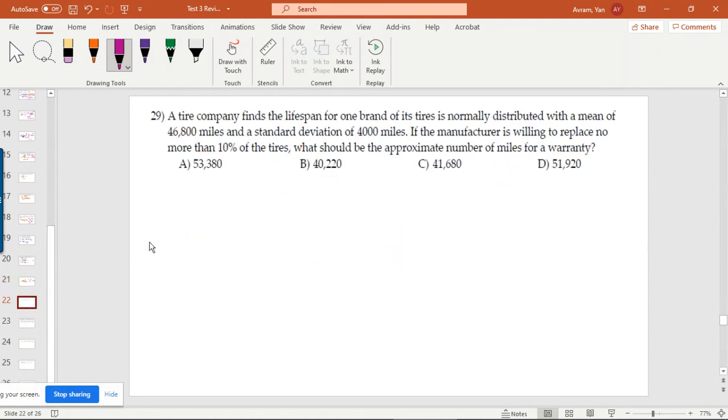All right, okay, so number 29 is very similar. The tire company finds the lifespan of the tires is a normal distribution with a mean and standard deviation. If the manufacturer is willing to replace no more than 10% of the tires. So what does that mean? What does no more than 10% mean? No more than 10% is less than 10%. So this time it is area to the left. So this z-score will be negative 1.25.